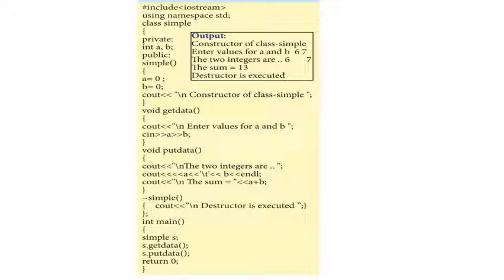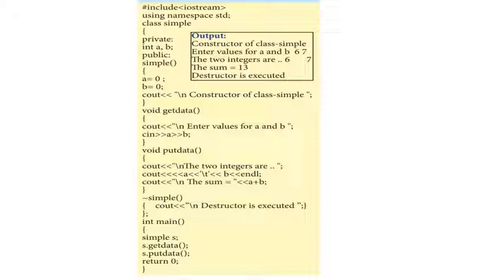So, now the control will move to void getData function. In that, cout statement, enter values for a and b is given. So that line will be printed in the output. Next, through cin, I am getting the values 6 and 7 for a and b.